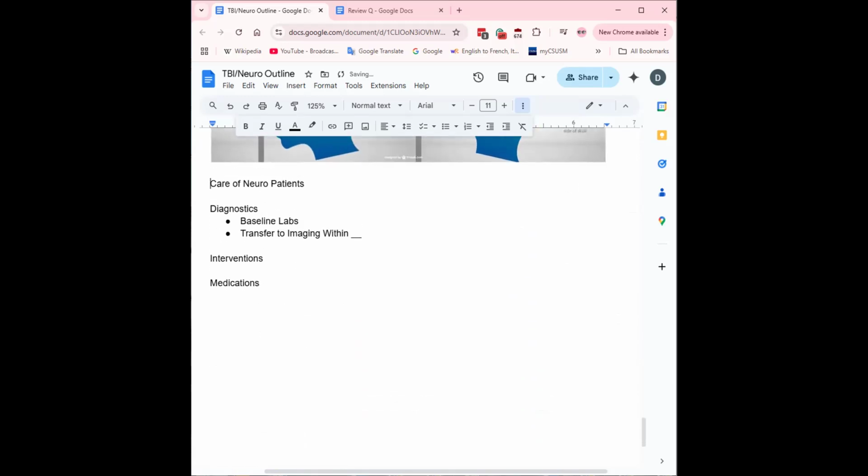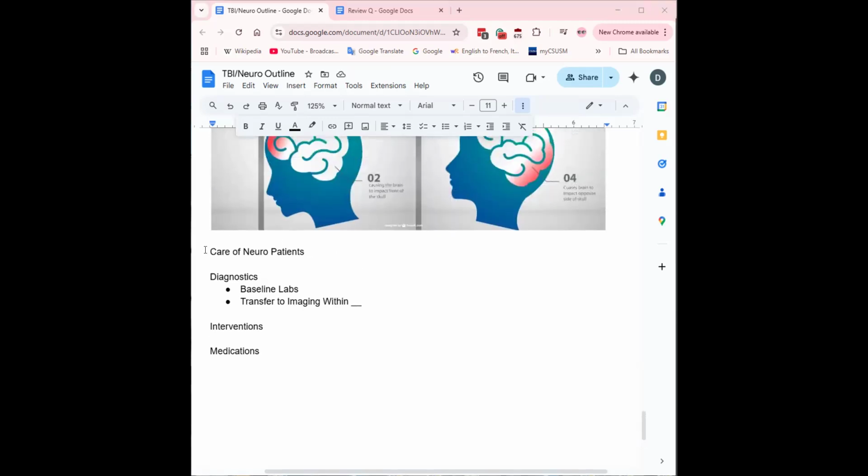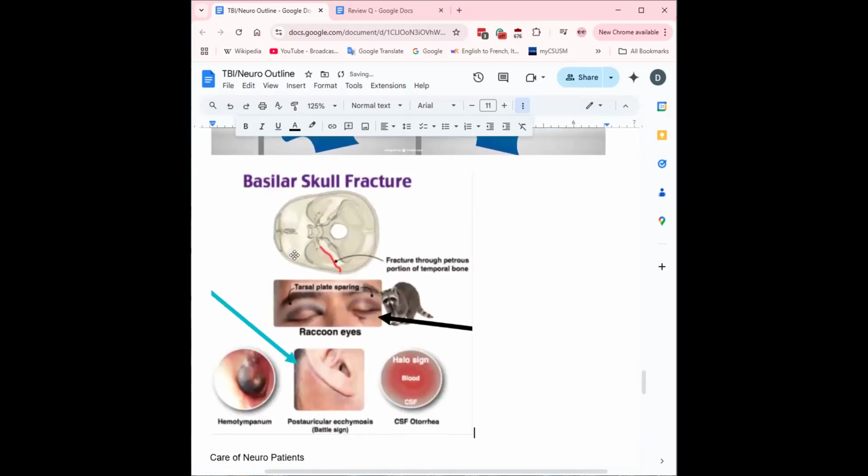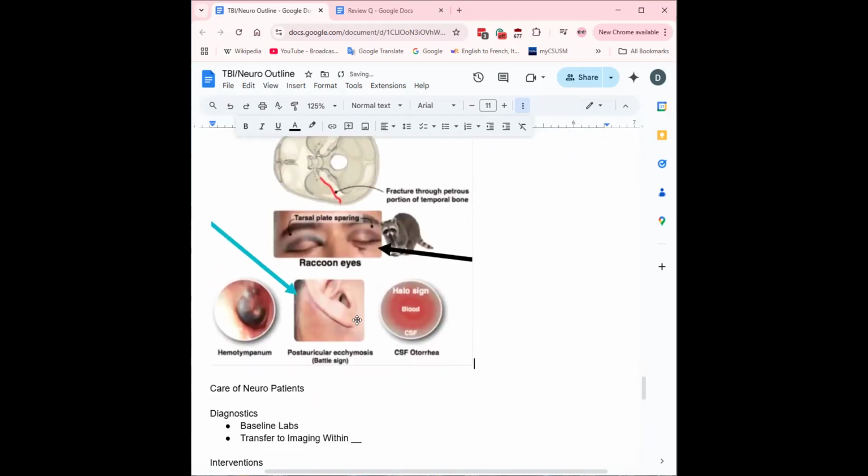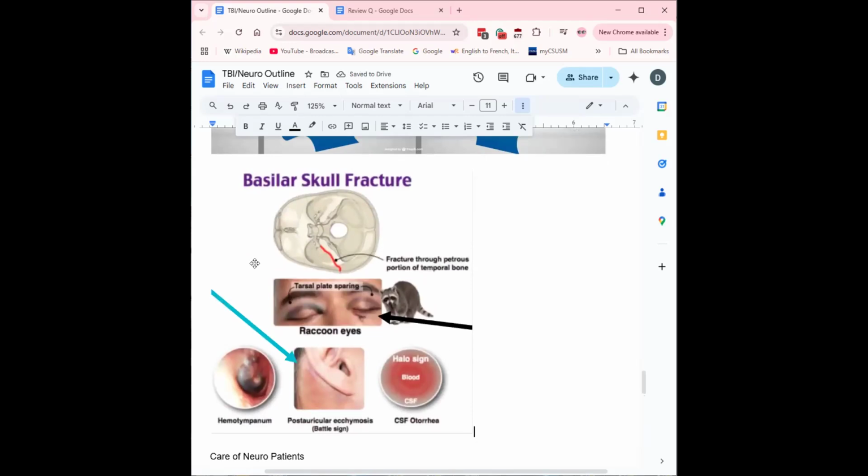Okay, I have another picture. So with the basilar skull fracture, again, the only thing you really have to keep in mind here is with these things, you have the raccoon eyes. You have the Battle sign, which I think sometimes I've seen described as a green kind of bruise in the back of the ear. And the raccoon eyes is exactly what it looks like. It looks like discoloration, like a black eye kind of thing.